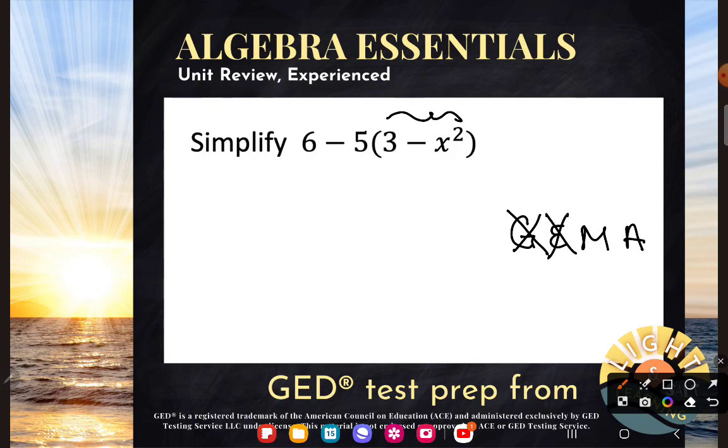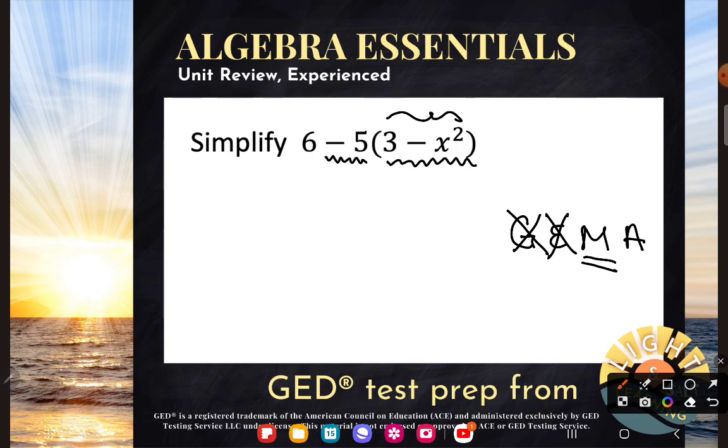Fair enough. However, this is where you guys who subtracted first went wrong. You need to multiply before you add or subtract. Yes, that says 6 minus 5, but it says 6 minus 5 times all of this. So I need to do that multiplication first.